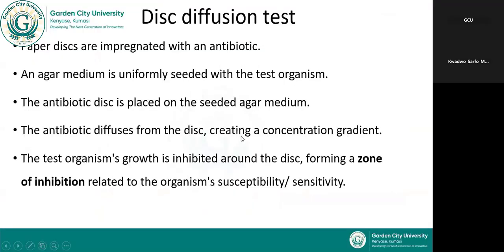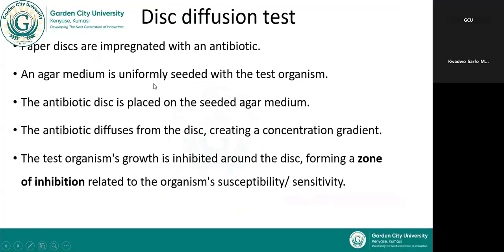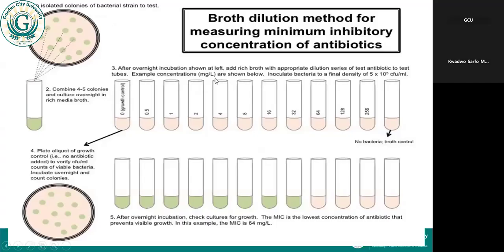So the next option is to use the disk diffusion test, or the Kirby-Bauer test. Here, you don't do dilutions like this type. And this is what they commonly do in the hospitals. The hospitals don't usually do the dilution approach. It requires a lot of time.